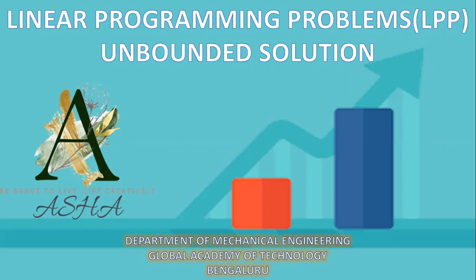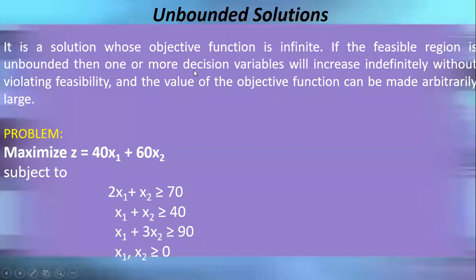Today I am discussing linear programming problems: how to solve them using the graphical method. In the graphical method, we'll discuss the unbounded solution. An unbounded solution is a solution whose objective function is infinite. If the feasible region is unbounded, then one or more decision variables will increase indefinitely without violating feasibility, and the value of the objective function can be made arbitrarily large.